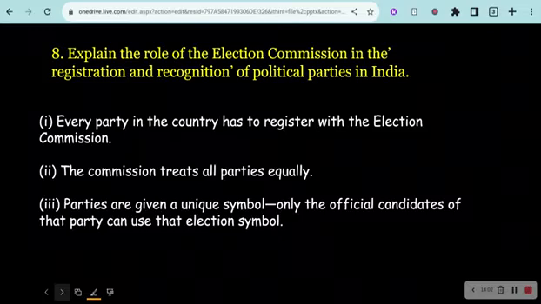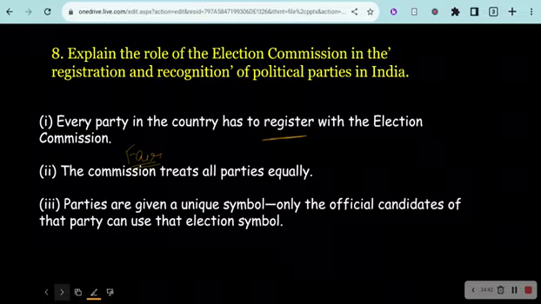Question number 8. Explain the role of the Election Commission in the registration and recognition of political parties. How does the Election Commission register and recognize the political parties? You can't just say, okay, today I want to stand in the party, I'll just go and do it. No. Every party in the country has to register. Whoever is standing for the elections, everyone has to register themselves with the Election Commission first. And this commission has to work very fairly. It has to be fair with everyone. It cannot treat anyone partially, correct? So it treats all the parties equally.